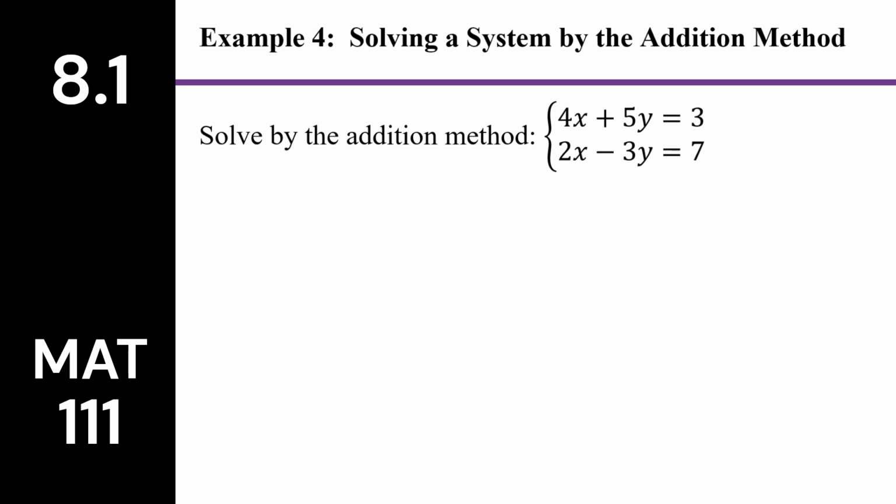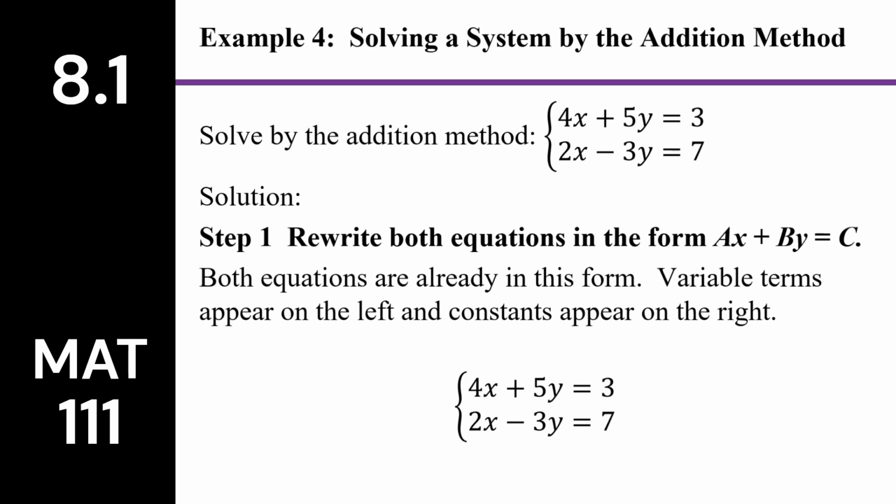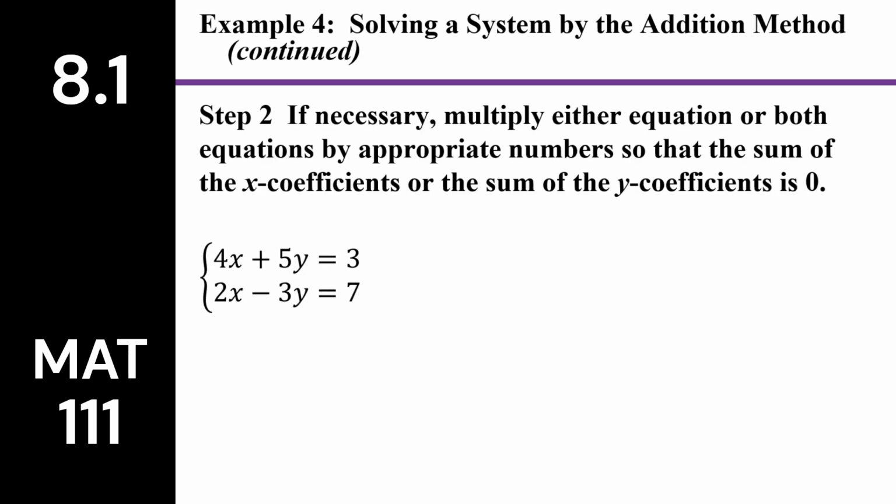Example 4, solve the system using the addition method. Step 1, we rewrite both equations in the form ax plus by equals c, which is already done, so we're ready to move on to step 2. In step 2, we notice that if we add these equations right now, neither variable will be eliminated. So we take a look at the x values, and we notice that if we multiply the bottom equation by -2, we will have opposite coefficients for x. So let's do that. We'll not change the top equation, and we'll multiply the bottom equation by -2.